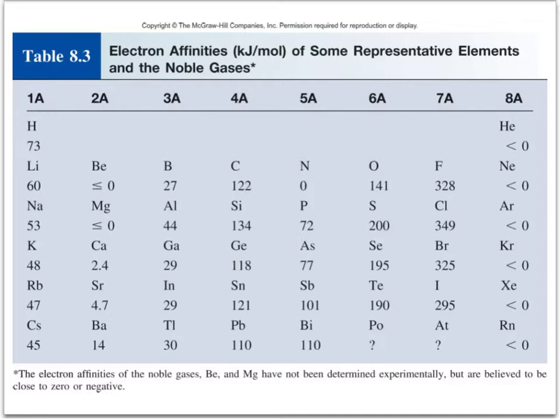Now, in general, as you move from left to right, electron affinity becomes more exothermic, so it increases. And as you move lower on the table, electron affinity becomes less exothermic, or smaller numbers.